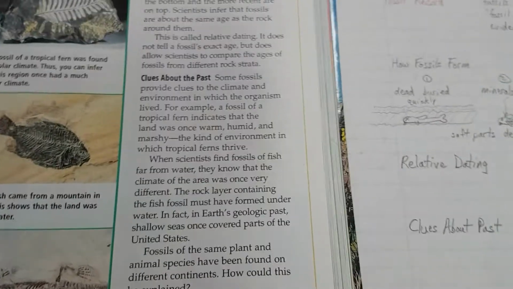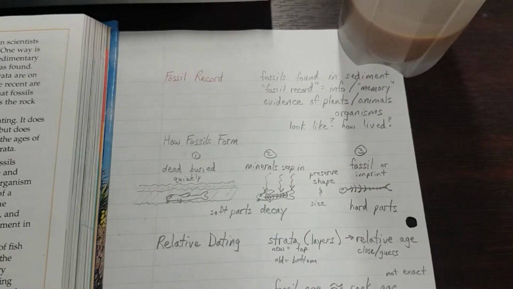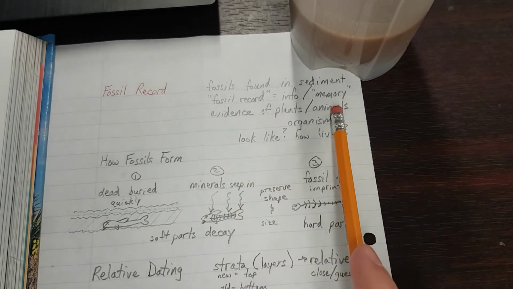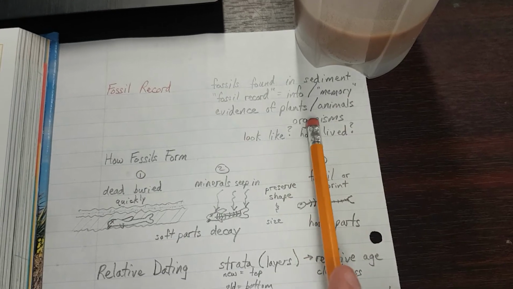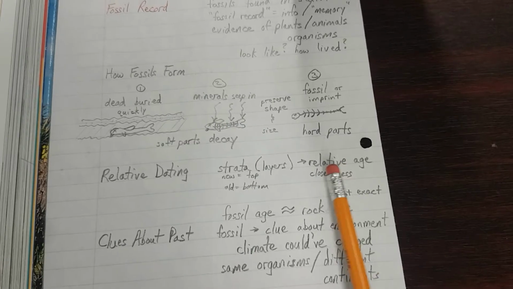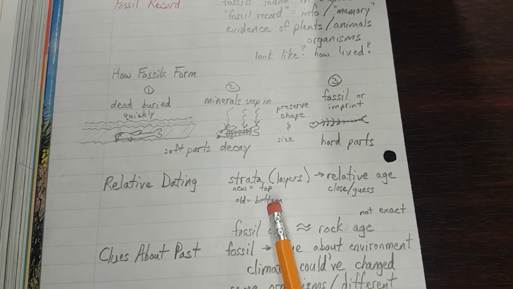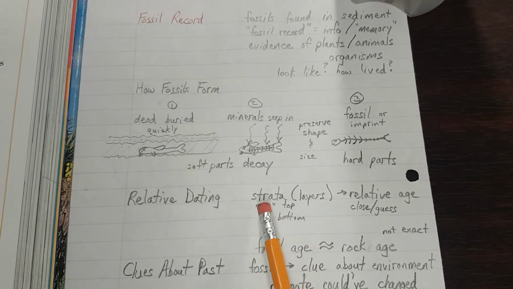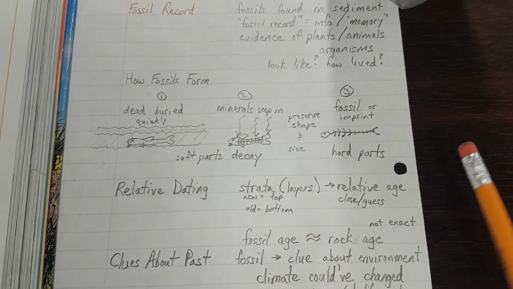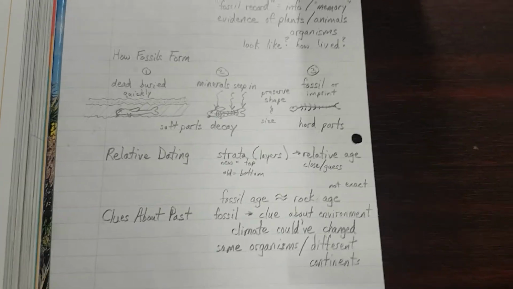What evidence does a fossil provide? Okay, a fossil provides evidence of plants and animals, in other words, all the organisms that used to live in an area. It also provides evidence of their relative age. So if you find a fossil very deep in the rock, then it's old. But if you find a fossil towards the top of the rock or the strata layers, then it's a young fossil.